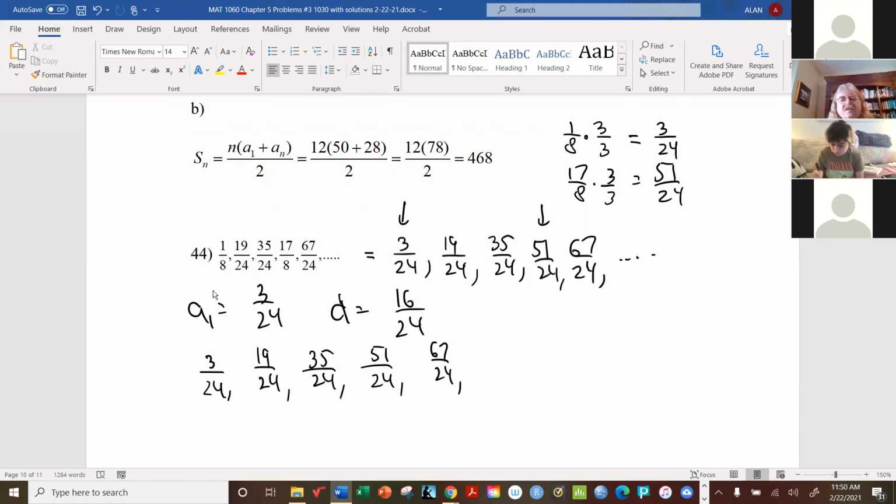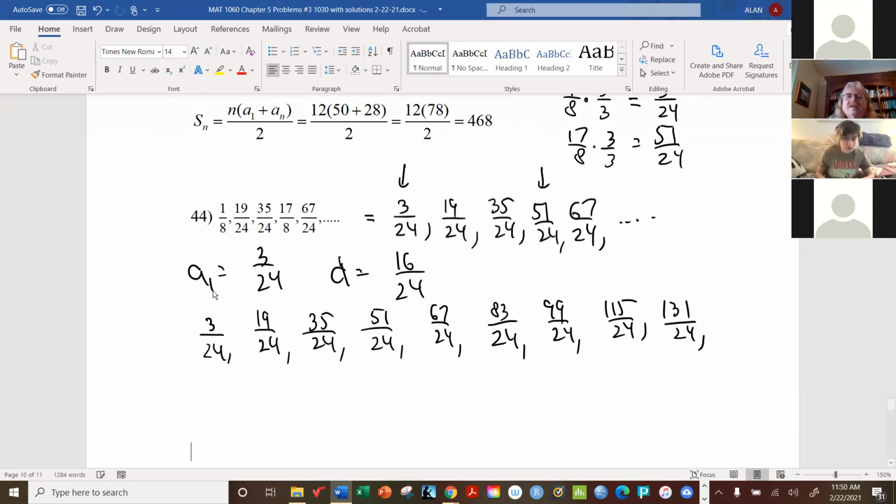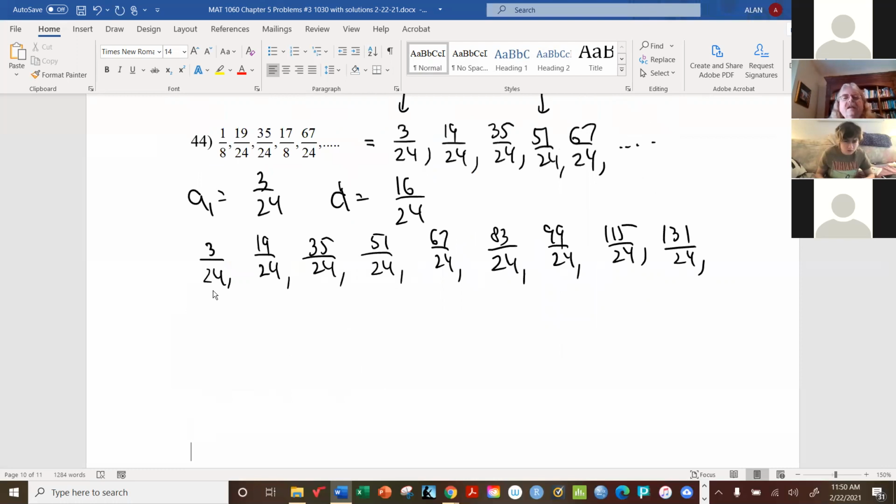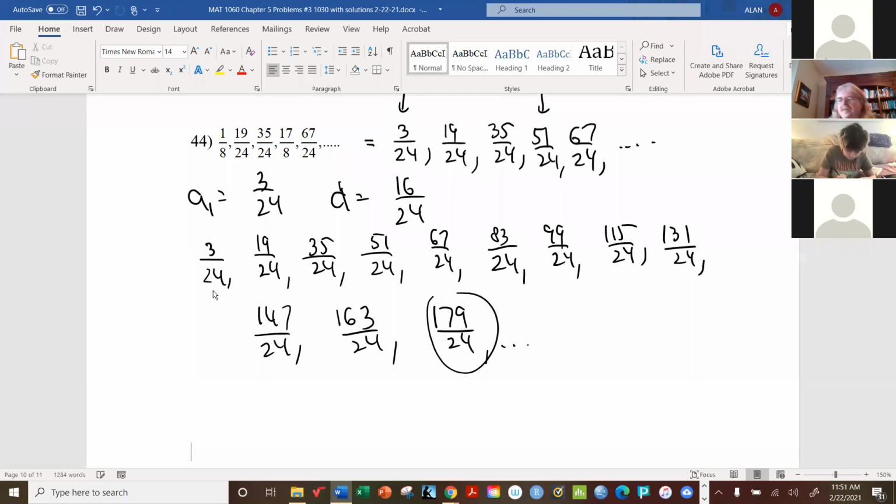And then we had 16 to this one to come up with 83 over 24, 99 over 24, 115 over 24. I think there's one more. Wait a minute. 1, 2, 3, 4, 5. Oh, we're not even close. That's the 9th term. Then we need 147 over 24, 163 over 24, and then finally, yeah, this is the 12th term.